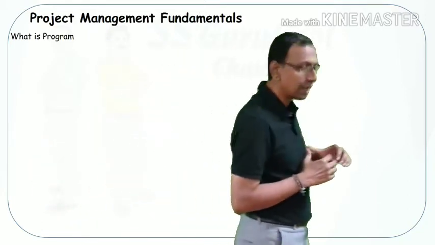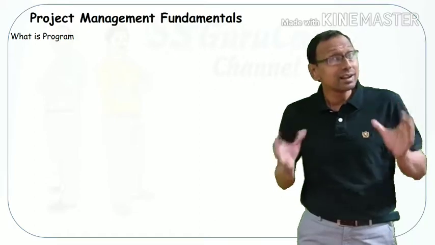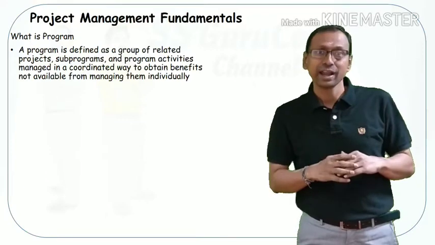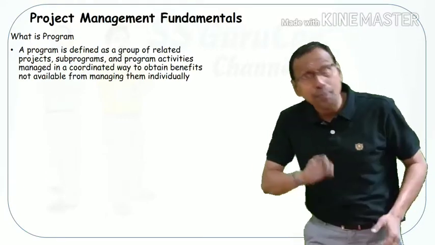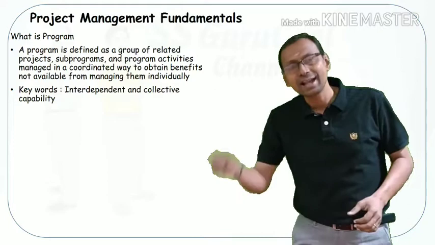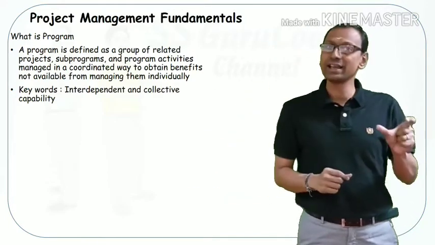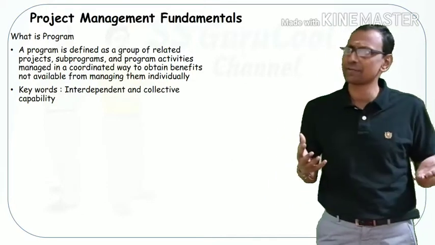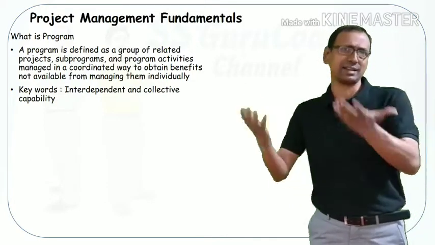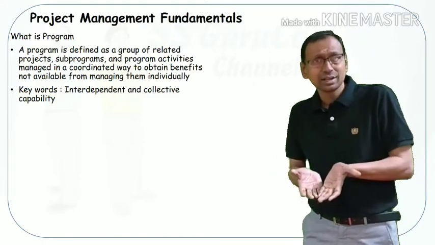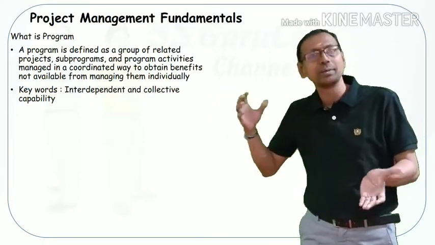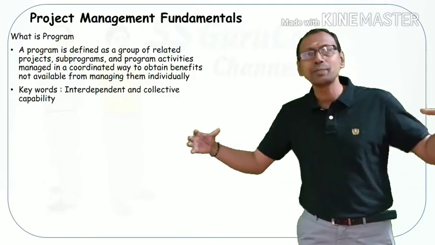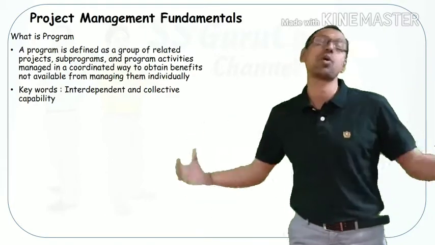Programs are a collection of interdependent projects that are managed in a coordinated way to attain benefits and control that are not possible when handling projects individually. The keywords here are interdependent and collective capability. A classic example of a program is a satellite. You need a base station, you need to build transponders, and you need to build software to control. All these have to be managed in a coordinated way.